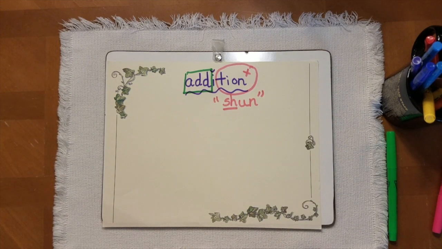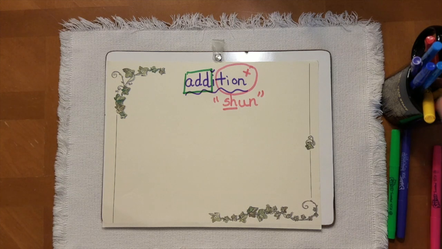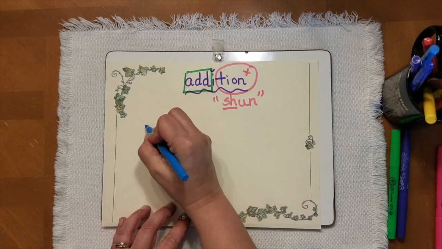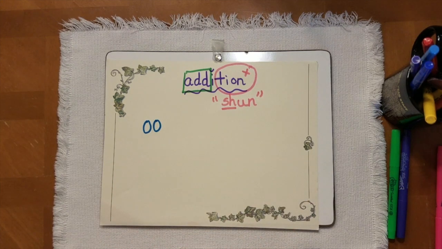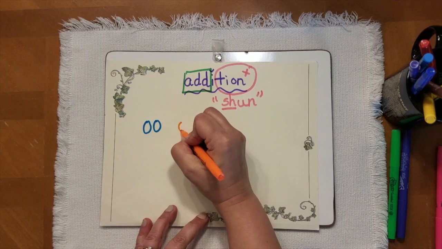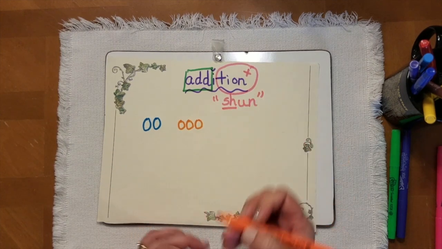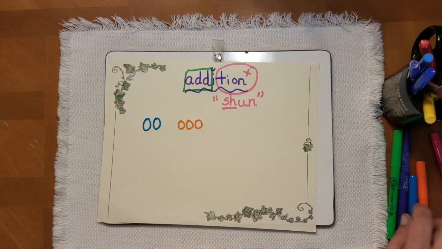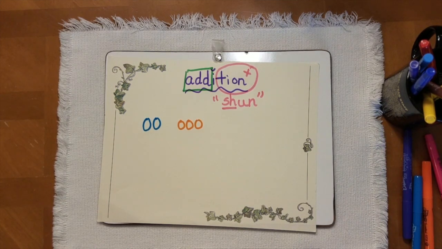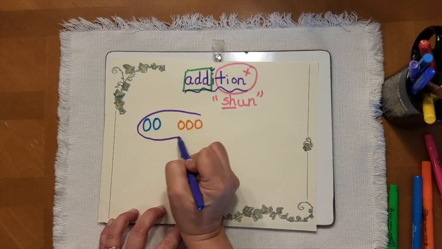So addition means that you have two groups. You have some and you get some more. So, for example, you have 2 blue Easter eggs and you get 3 more orange Easter eggs. And that gives you how many Easter eggs in the whole group? That's right. In the whole group, there are 5.